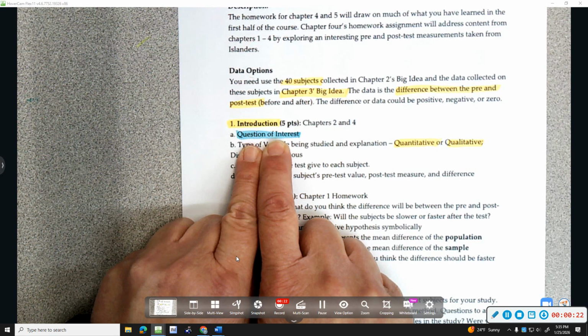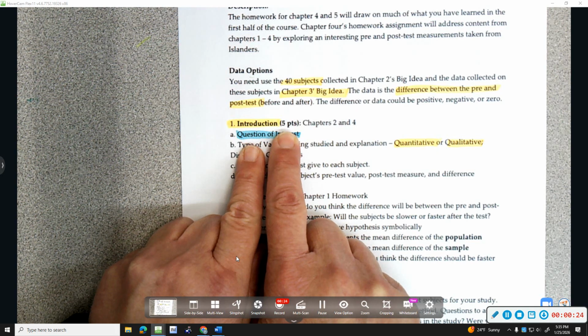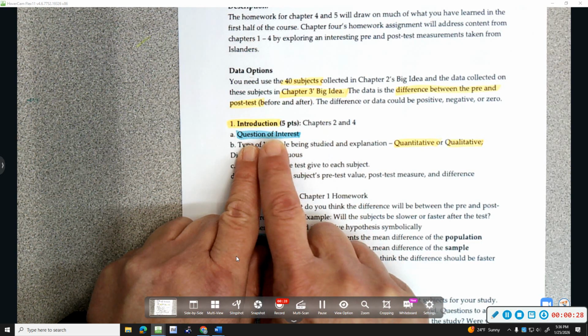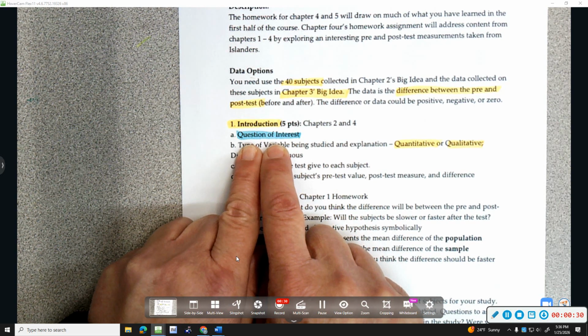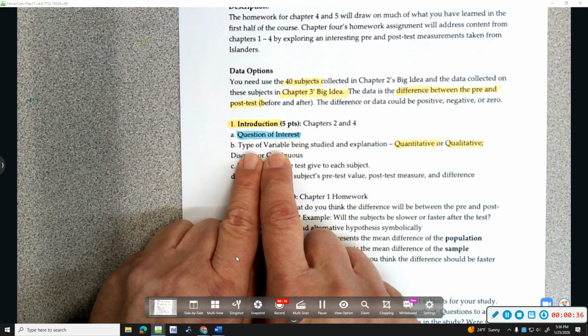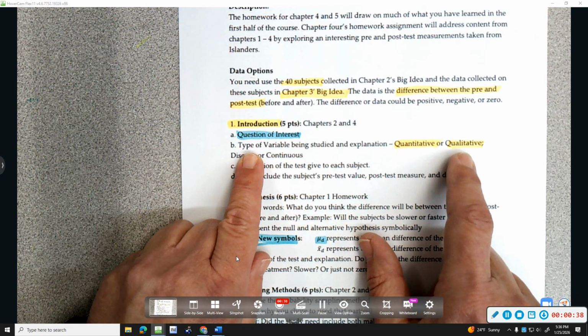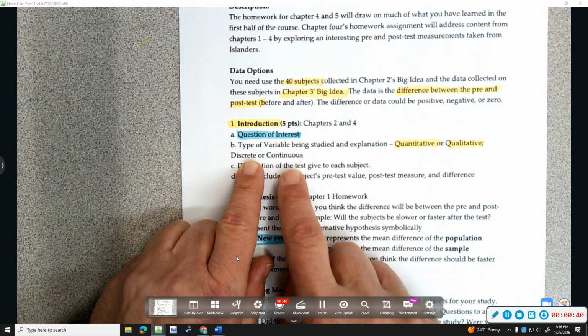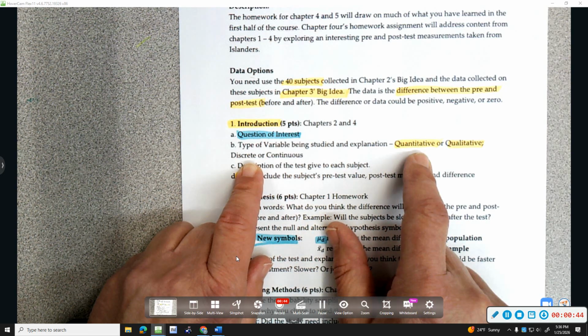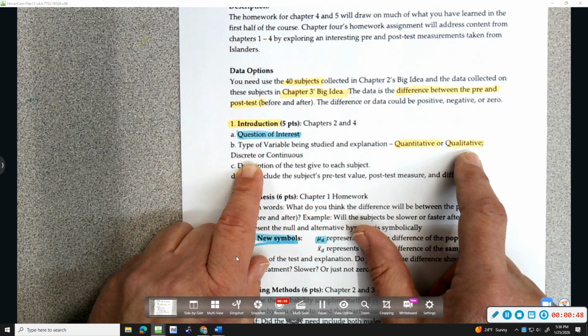You just need to title this introduction. You don't need to include the 5 points and the chapters it's from. That's for your reference. You can just do introduction, part A, question of interest, and explain the protocol and what you were interested in measuring, the type of variable that you collected, was it quantitative or qualitative, was it discrete or continuous, and an explanation. How did you know it was quantitative discrete or quantitative continuous or qualitative?